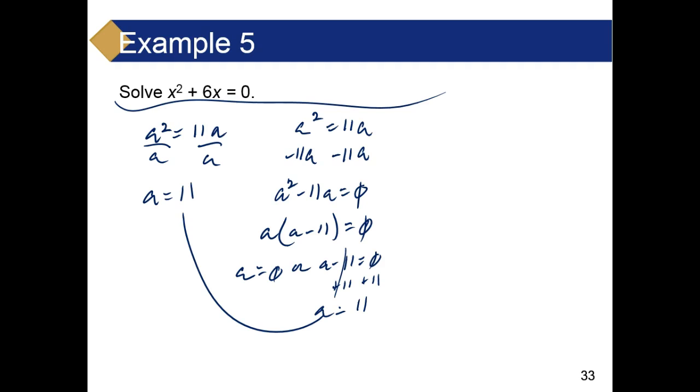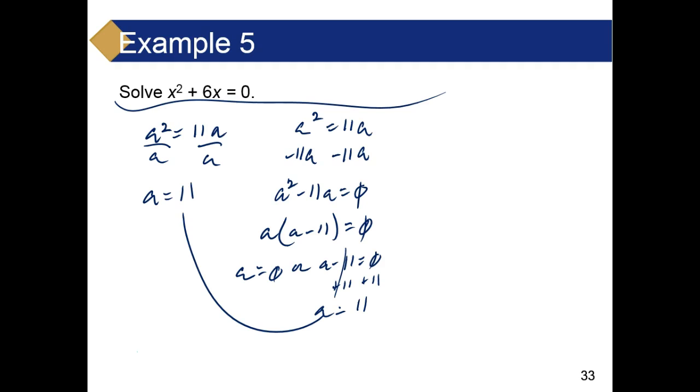How do we miss that? You did something totally illegal in most states. You know what that was? You divided by 0 here, didn't you? You can never divide by 0. But by dividing out your A, you lost that solution.